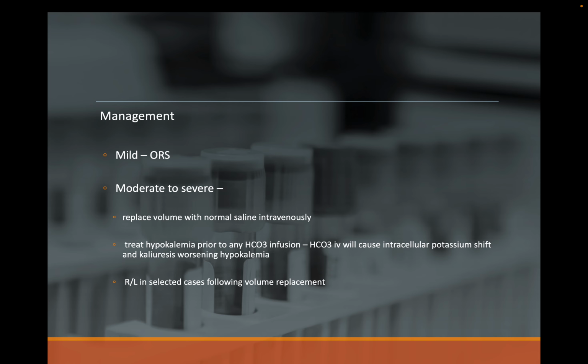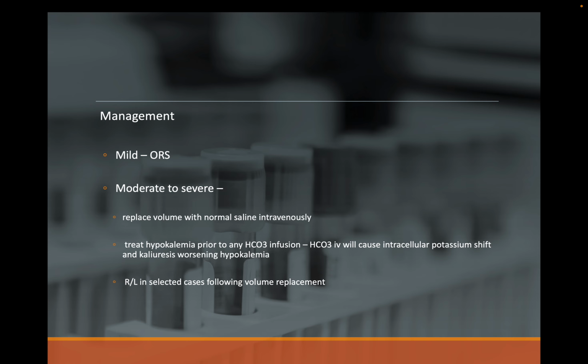In the case of moderate to severe, you replace with volume and normal saline intravenously. First you correct the hypokalemia prior to any bicarbonate infusion. Bicarbonate infusion will cause hypokalemia, as already mentioned. In selected cases, you can give bicarbonate if there is significant acidosis, that is pH less than 7.1.